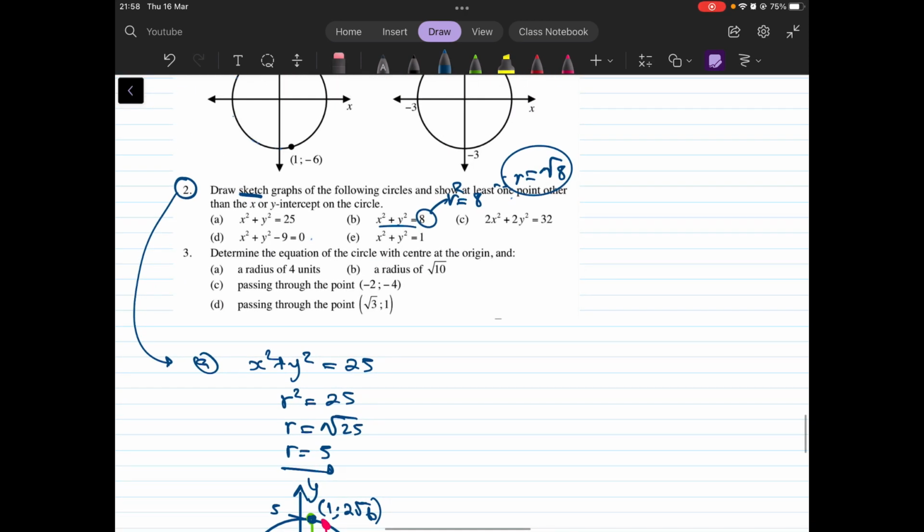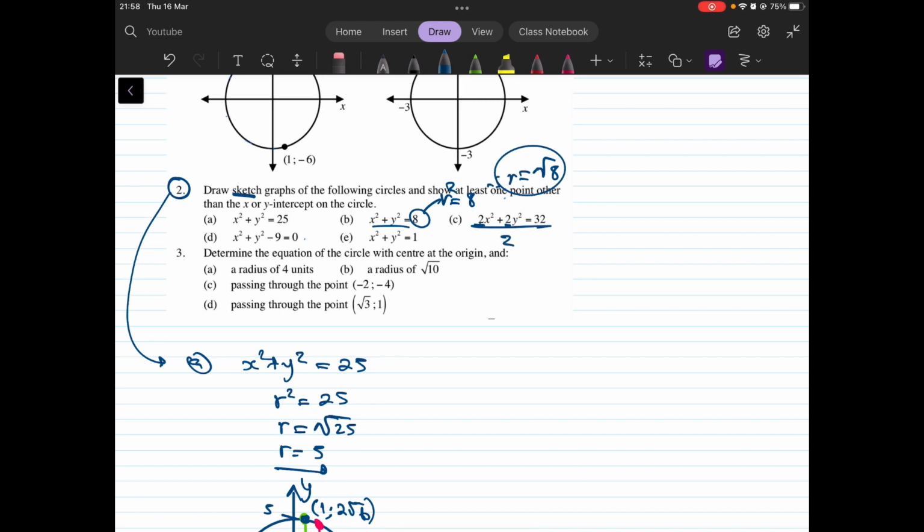And then for C, what's happening with C is they just introduced a 2 in front of the x squared and the y squared. So you know you need to divide throughout by that 2, so that you can eliminate these 2's.